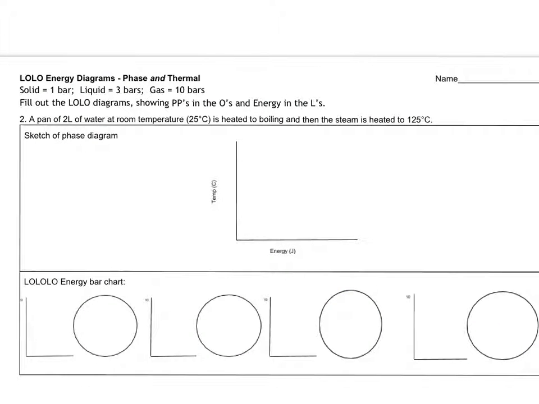Okay, for the second set of phase and lolo energy diagrams, we have to remember once more that solid for the phase energy is going to be 1 bar, for liquid it's 3 bars, and for gas it's 10 bars. So we go through here and we read the information given to us. It says a pan of 2 liters of water at room temperature of 25 degrees is heated to boiling, and then the steam is heated to 125.